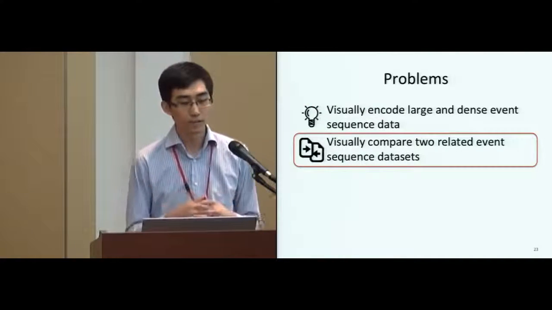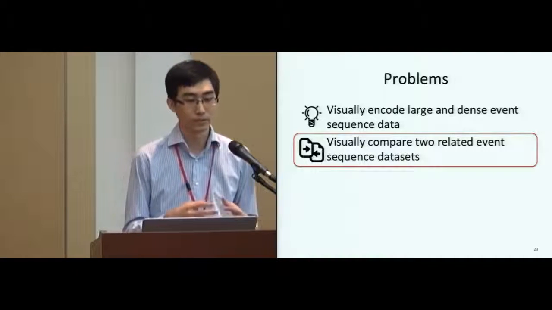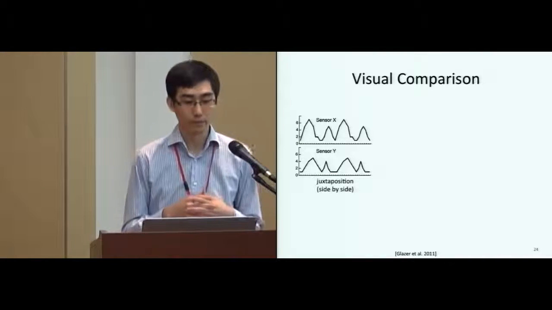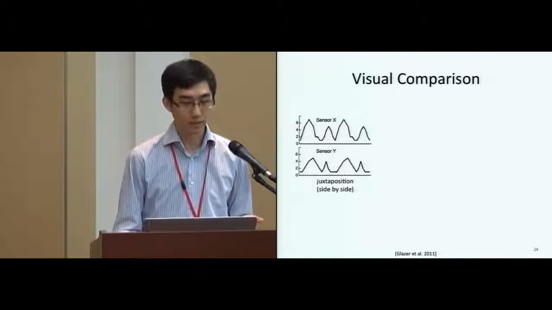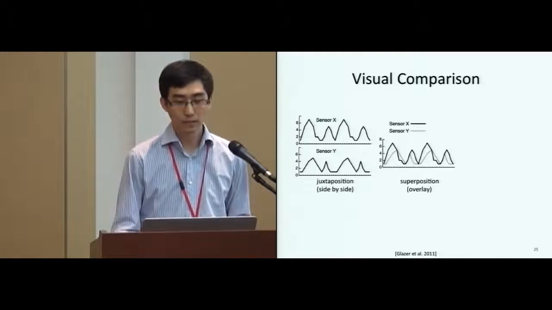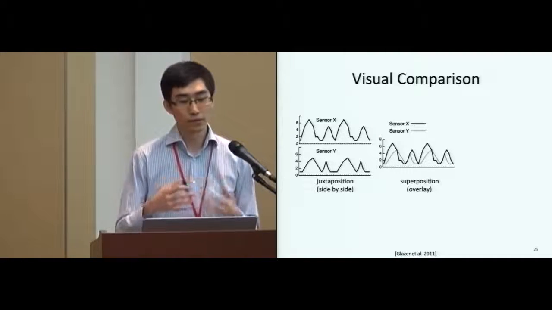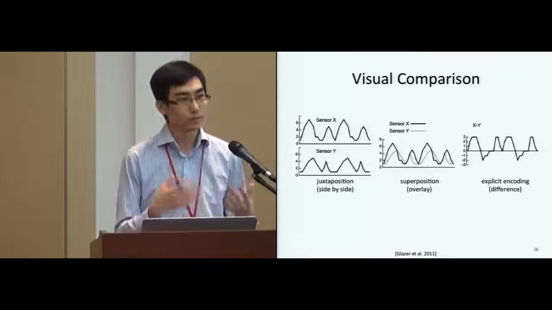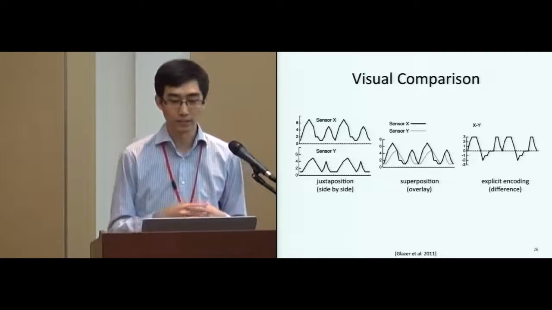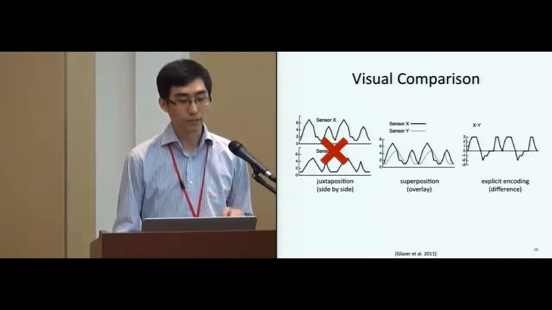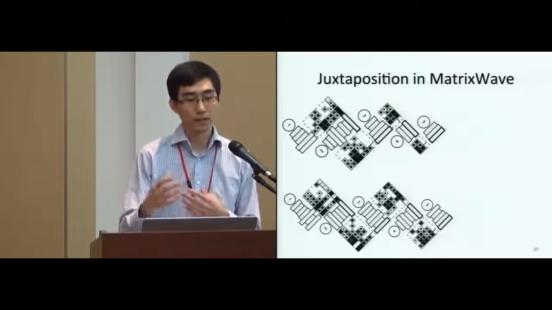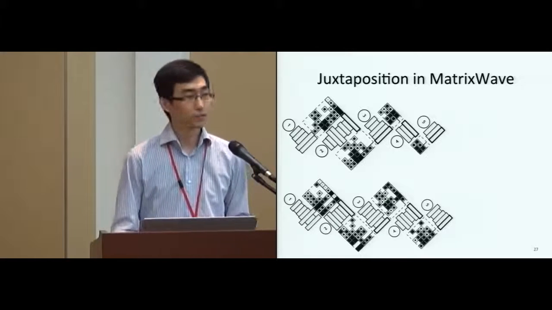So let's move on to the second problem, which is how to support visual comparison with two event sequence data in MatrixWave. There are mainly three types of methods for visual comparison. The first one is juxtaposition, which is side-by-side comparison; superposition, which uses the overlay of two visualizations; and explicit encoding, which computes the difference and shows it in the visualization. In our study, we choose the second and third approaches, because a juxtaposition of two MatrixWave visualizations would place the corresponding elements far apart.